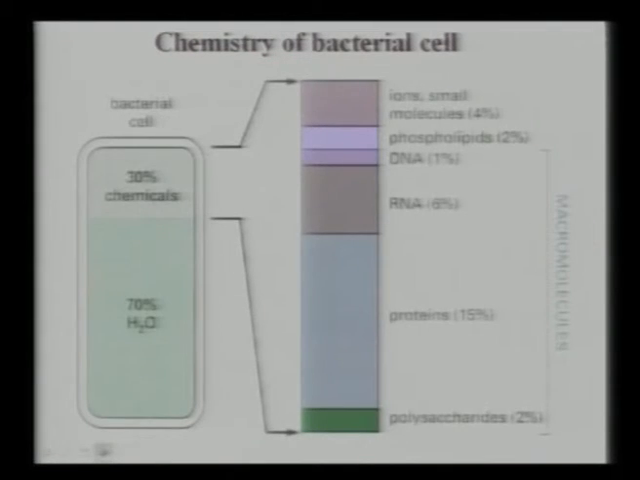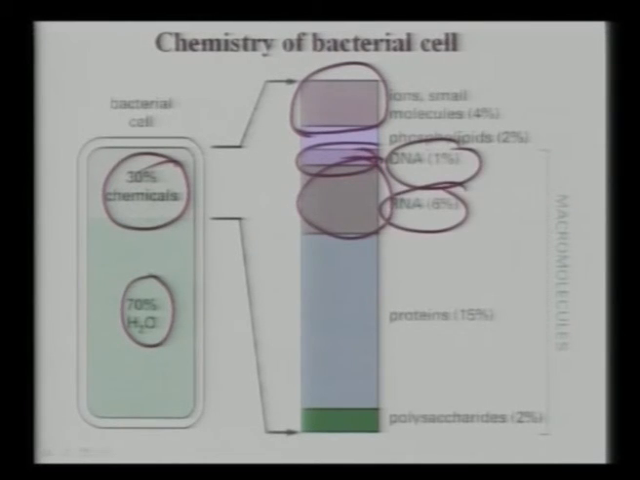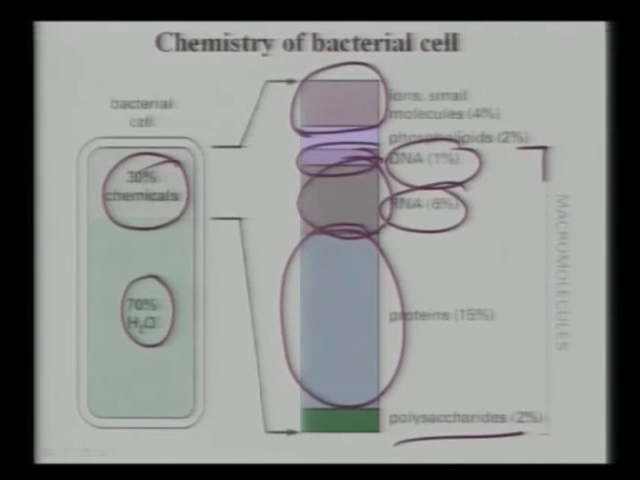Now this is like the chemistry of a bacterial cell. Here you have 70% water and 30% chemicals. Now 30% chemicals means that out of that you have some ions, some DNA and some RNA. So RNA is 6% and DNA is 1%, and protein content is the majority, 50% of the other chemicals is protein, so protein is 15%, and polysaccharides are 2%. Now all these proteins, DNA, RNA are called macromolecules.